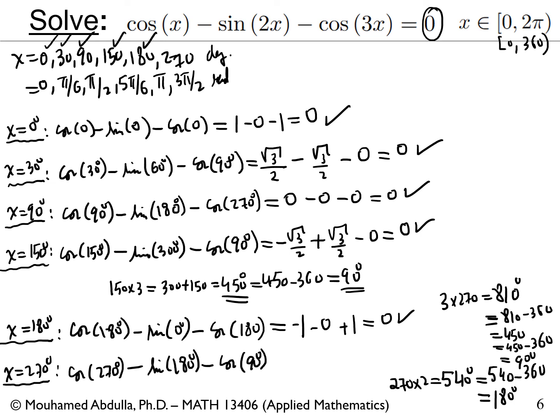It's going to be at the same place, because again, we're told that this is the feasible set of possible values of x. So let's see what this gives us. Cosine of 270, this would be 0. Sine of 180, this would be 0. And then cosine of 90, well, this would also be 0.